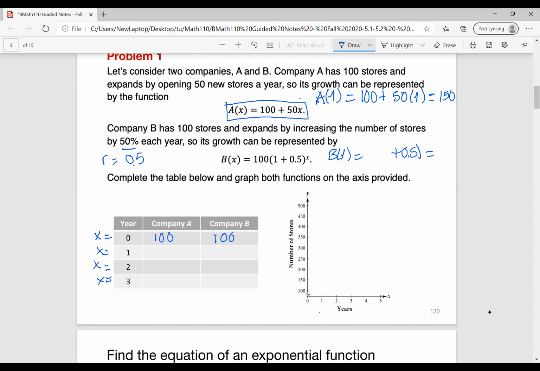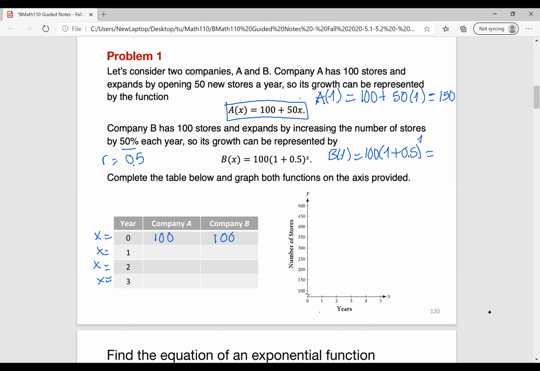What about b? b of 1 will be equal to 100 multiplied by 1 plus 0.5 over 1. And what happened with this number? I'm going to use my calculator, and what do we have? 100 times 1 plus 0.5, it's going to be 150. Okay, so still the same.